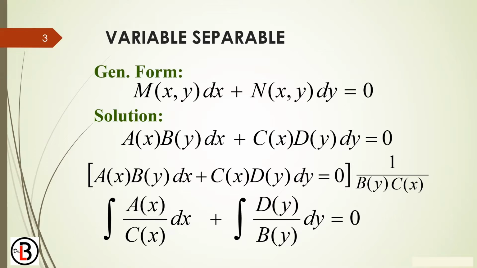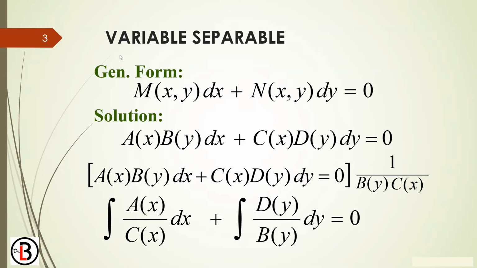You're so used to seeing this form, the general form, all the time. M of xy is paired with dx. N of xy is paired with dy. So basically, how do we solve this? M of xy is a function of both x and y, right? So what they did here is they separated M of xy into a function of x, and purely a function of y, multiplied by dx. And then N of xy multiplied by dy is separated into C of x and D of y.